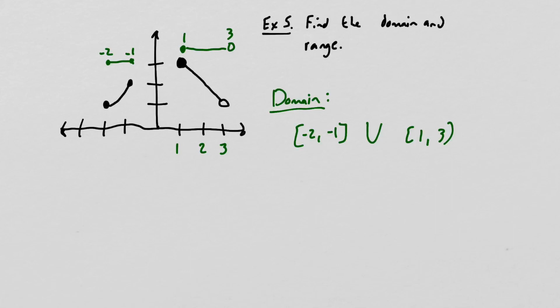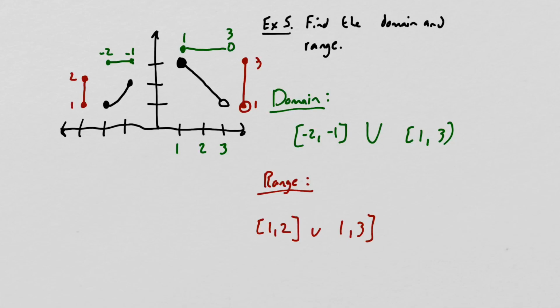Now let's go ahead and look at the range. So again, we can do this piece by piece. The range of our piece on the left-hand side is going to occur between the values of 1 and 2, and the range of the piece on the right-hand side is going to occur between the values of 3 and 1, but not including 1 itself. So writing this out, what we see is the range of this function is going to be from 1 to 2, including the endpoints, union 1 to 3, where 3 is included, but 1's not included.